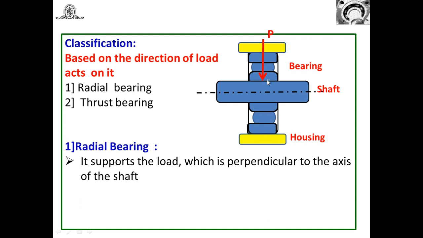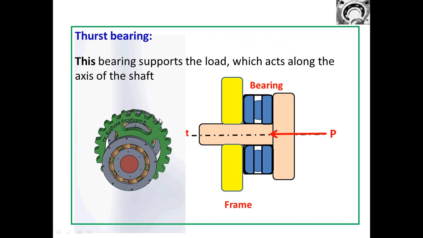And here the load P acts on it. It supports the load which is perpendicular to the axis. Look at this, this is the axis. The load is perpendicular. It's a radial load. The bearing which supports the radial load, or load which is perpendicular to the axis of the shaft, is known as a radial bearing. Then the second one, thrust bearing.